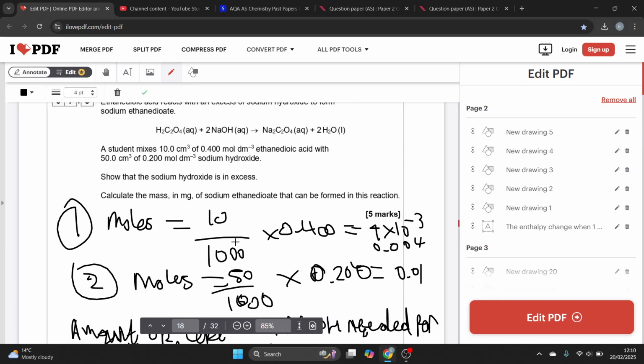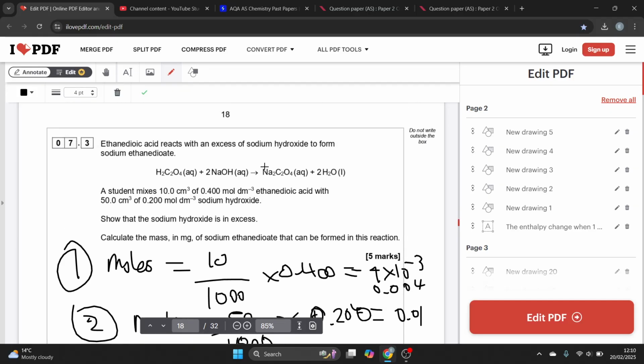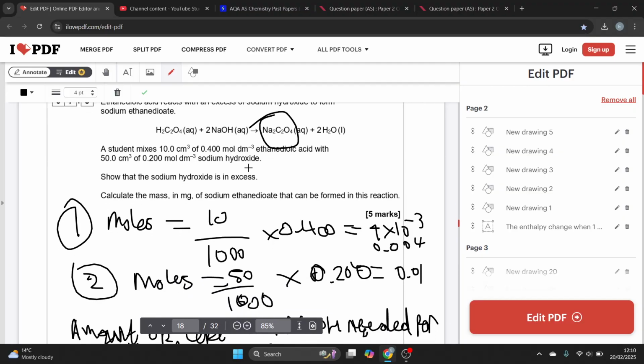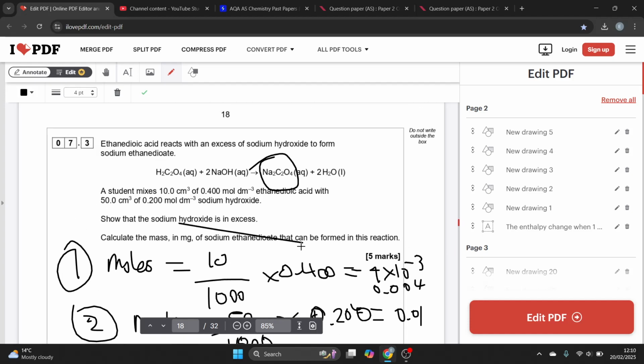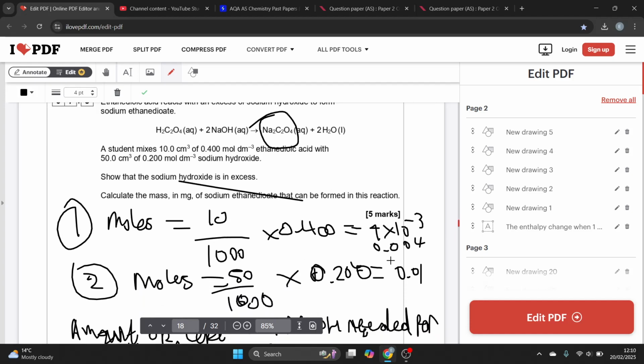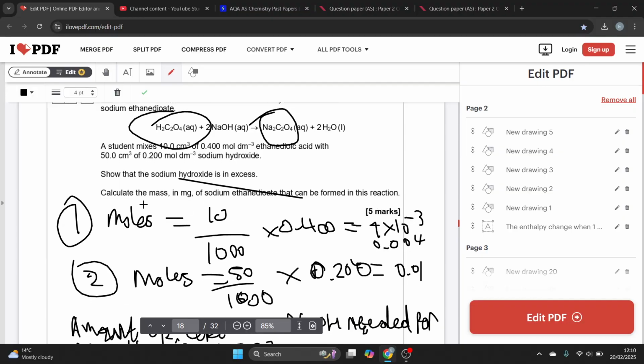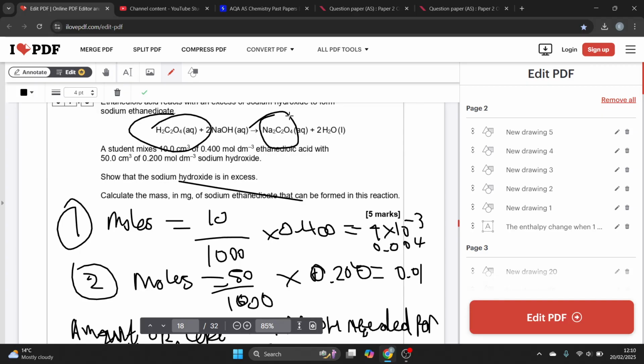Yeah, you could just say that. Then it says calculate the mass of sodium ethanoate that can be formed in this reaction. So what I'm going to use, therefore, is the number of moles, not the excess moles, because it tells me sodium hydroxide is in excess. So therefore, I'm not going to use sodium hydroxide moles. I'm going to use the ethanoic moles. So that's 0.04. So therefore, the moles of sodium ethanoate is 0.004.